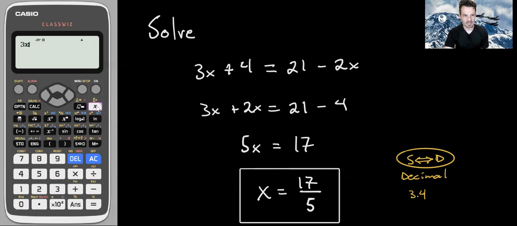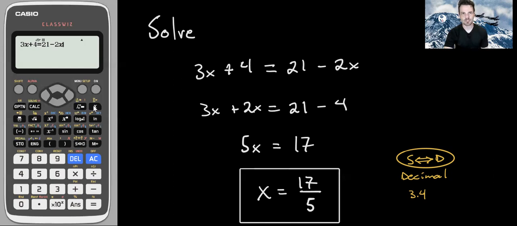3x plus 4. To get the equal symbol, it's above the calc button in pink. We'll hit alpha, calc, that generates the equal. And now the right-hand side of that equation was 21 minus 2x.